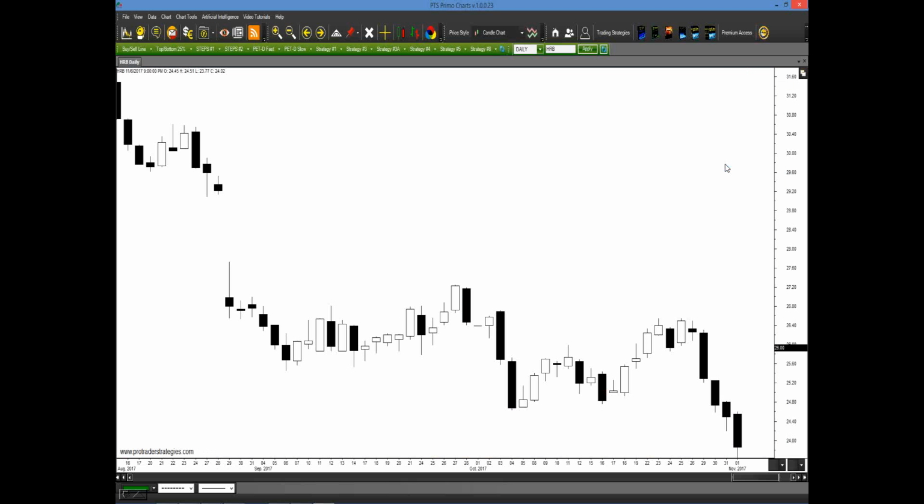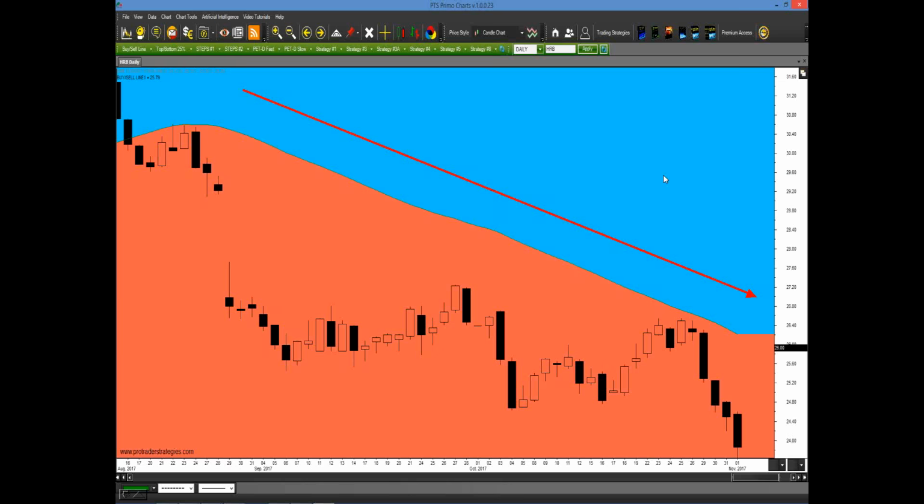How about HRB? Very strong move to the downside. Well, how could we have known that? Oh, well, easy to know that. You apply the buy-sell line. Well before the gap down, the market was telling you, not some guy in a chat room, but the market was telling you it wants to go lower.